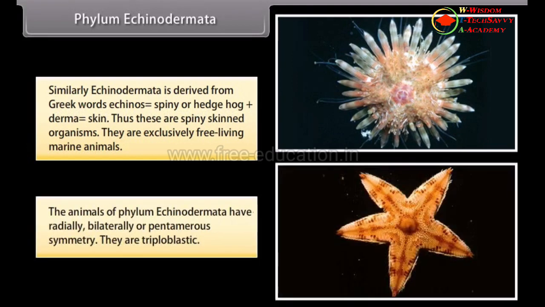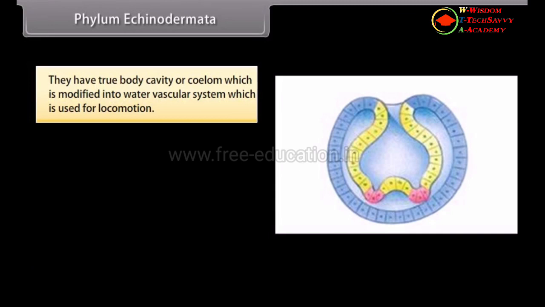The animals of phylum Echinodermata have radial, bilateral, or pentamerous symmetry. They are triploblastic. They have true body cavity or coelom, which is modified into water vascular system, which is used for locomotion.